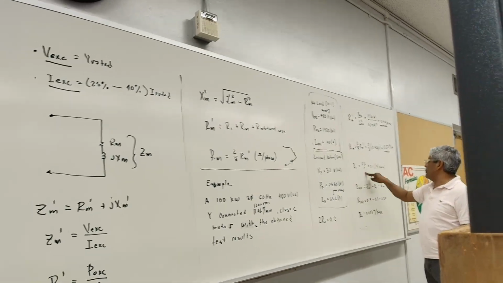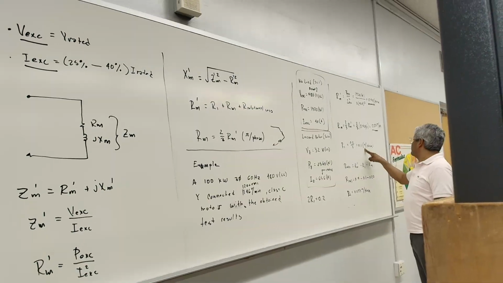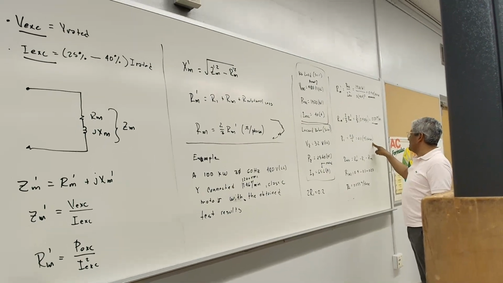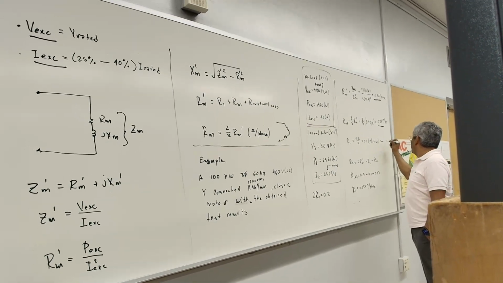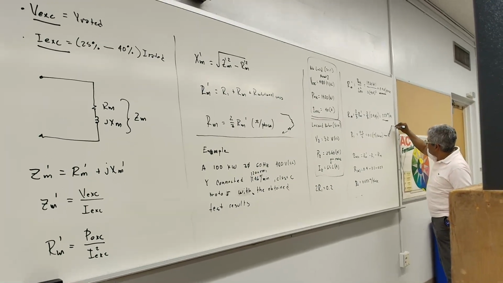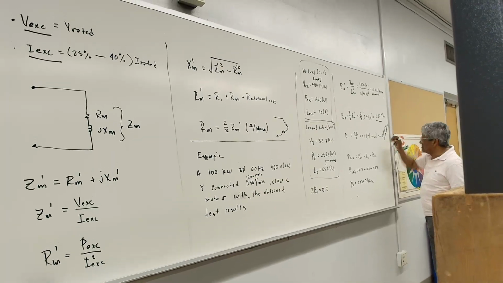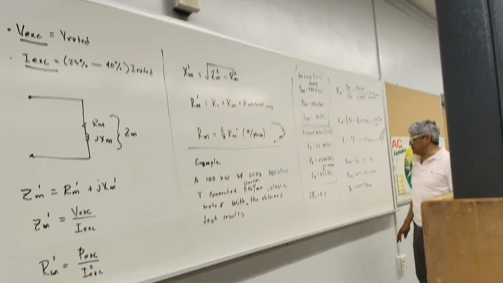So R1 is 0.2 divided by 1, that's 0.1 ohms, right? Remember, this one is measured using a meter. This is not computed from your test results.